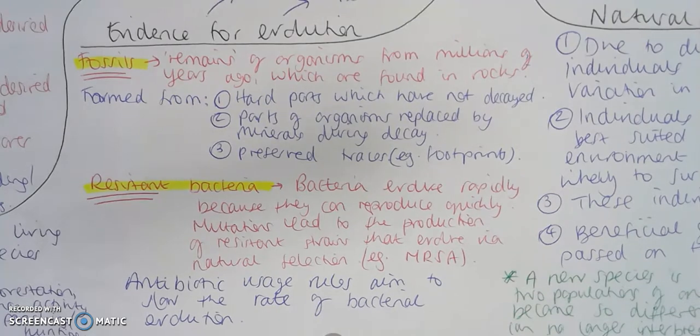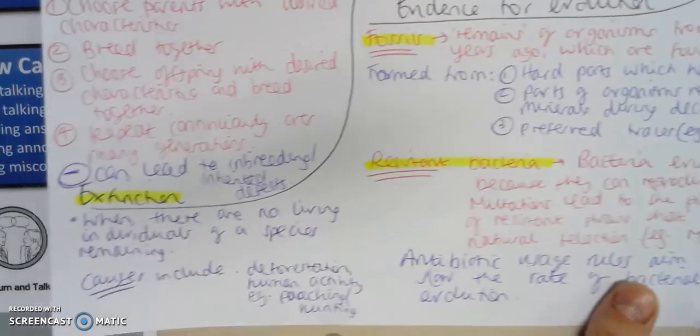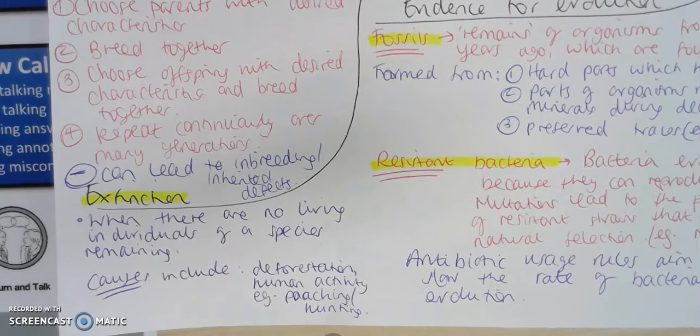Okay. The final bit for this little video is a brief bit on extinction. We just need to know what it is in a generalised sense. Extinction is when there are no living individuals of a species remaining. Causes of extinction include things like deforestation and various human activities such as poaching, hunting, overfishing, those kinds of things.